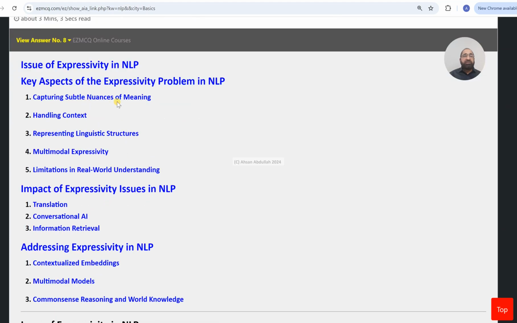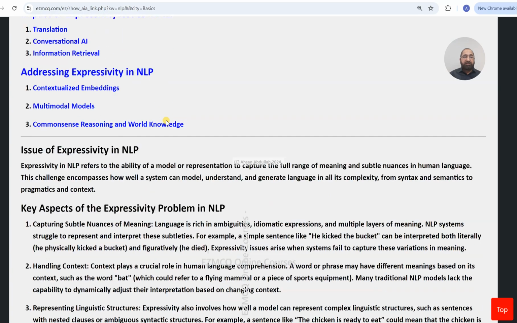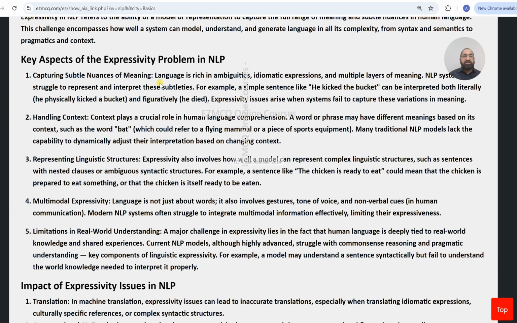Capturing the subtle nuances of meaning, the shades of meaning. We humans can understand them, but how do we make the machines understand those meanings? Representing linguistic structures: shades of meaning catch subtle nuances. For example, he physically kicked a... So you say he kicked the bucket, meaning the person died, or the person actually literally kicked the bucket.